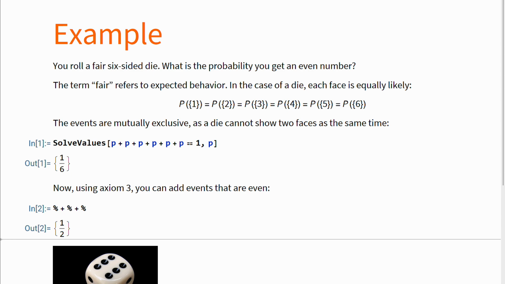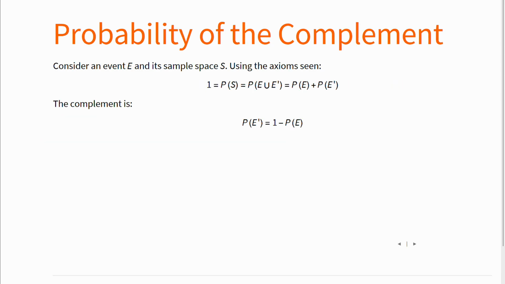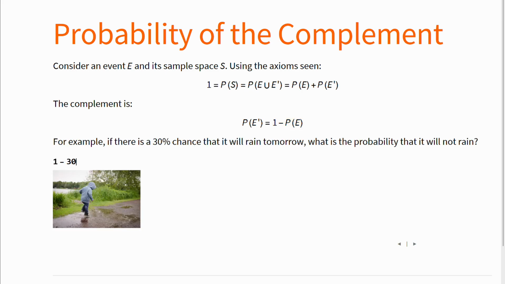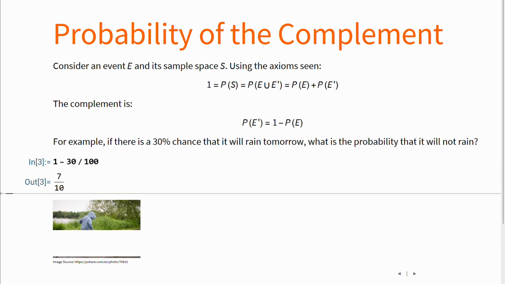We just explained what union and intersection of sets means to probability, but what about the complement? Well, from axiom 2, we know 1 minus the probability of an event should be the probability of the exclusive rest of the sample space. In other words, its complement. So if there's a 30% chance of rain tomorrow, then there is a 70% chance that it won't rain.